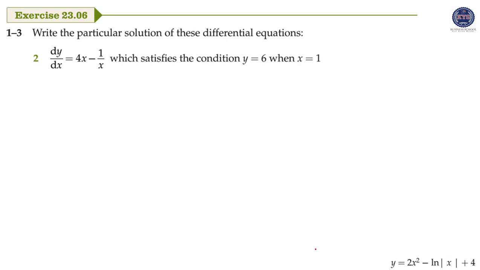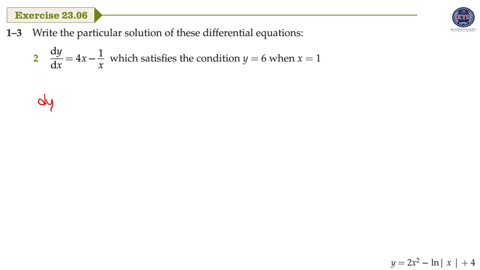Second question, dy over dx equal to 4x minus 1 over x, which satisfies the condition y equal to 6 when x equal to 1. Okay, seems like you will have a reciprocal function over here. But hold on, not everything we use k. Alright, so let's take a look.